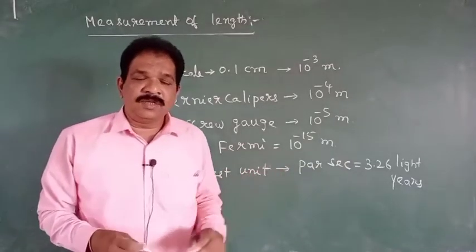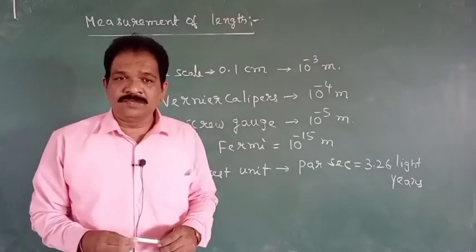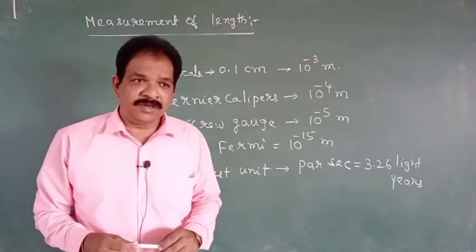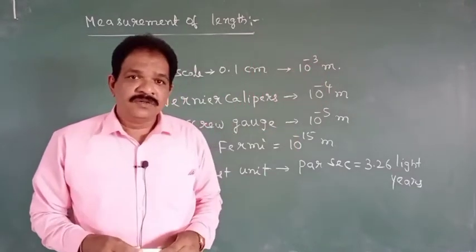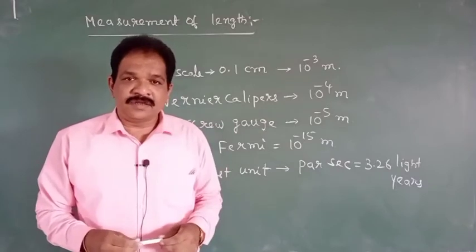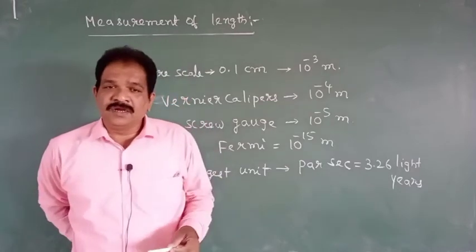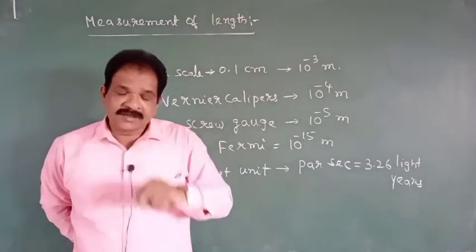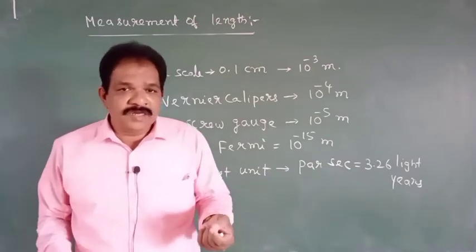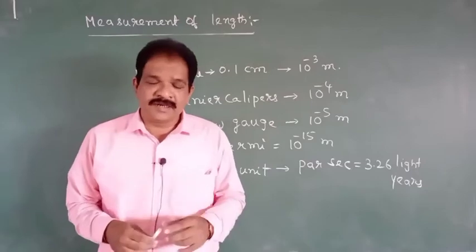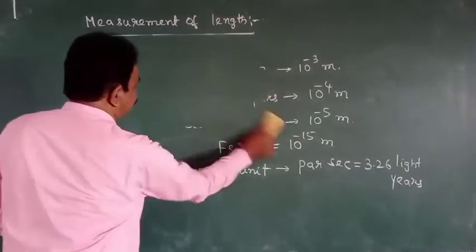The smallest unit to measure length is Fermi. 1 Fermi is equal to 10 power minus 15 meter. If the object is very far from us, how do we calculate the distance of the object? What is the method? To measure the distance of a very far object. If the object is very small, how do we measure its length? We will discuss everything.